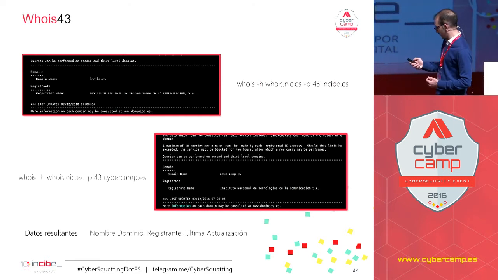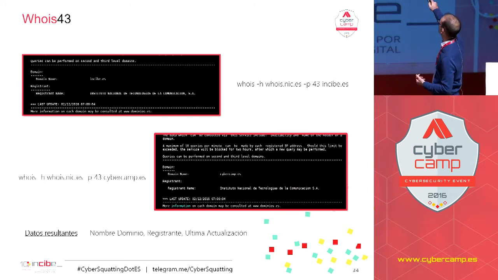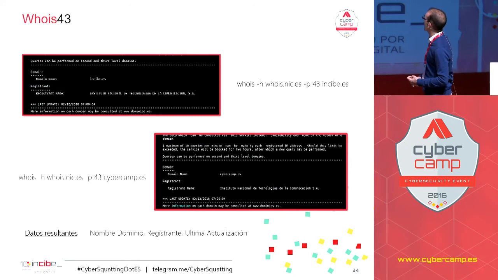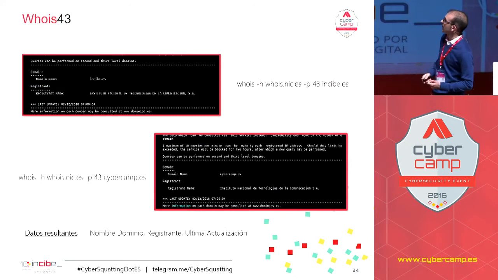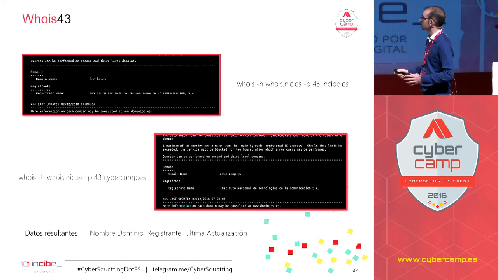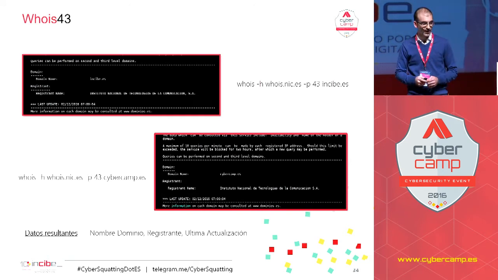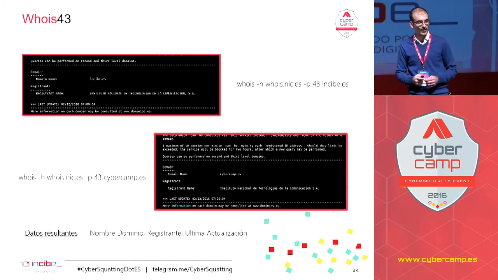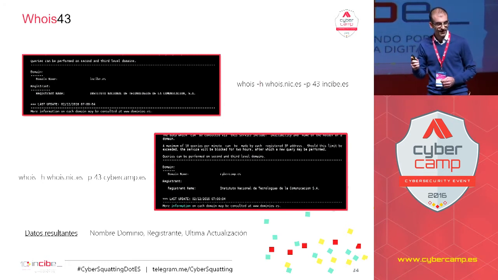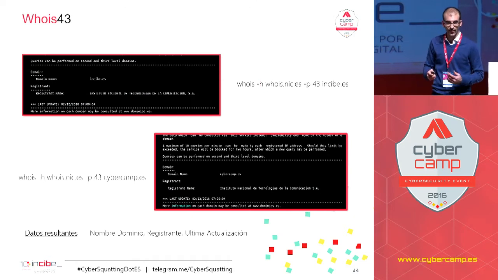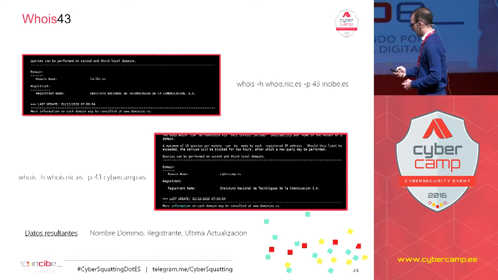Here you can see on the screen, first one on whois.nic.es, the one listening in, and that's where you gather the piece of data for INCIBE.es, same down there, but for CyberCamp.es you get the results, a specific result for the domain name, the entry spot, and the name of the one registering it, and the last update.